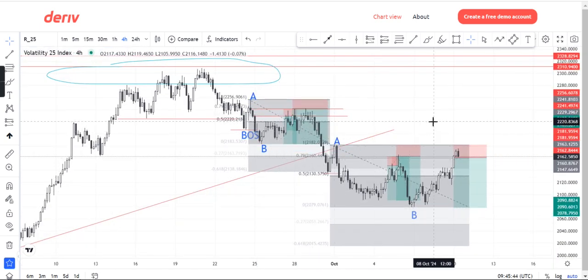Patience is key in trading. You have to be patient to wait for market to react to your level and react to your zone, thereafter making your entry so that you're able to make profit from the market. So that is it for this particular pair, which is the volatility 25.